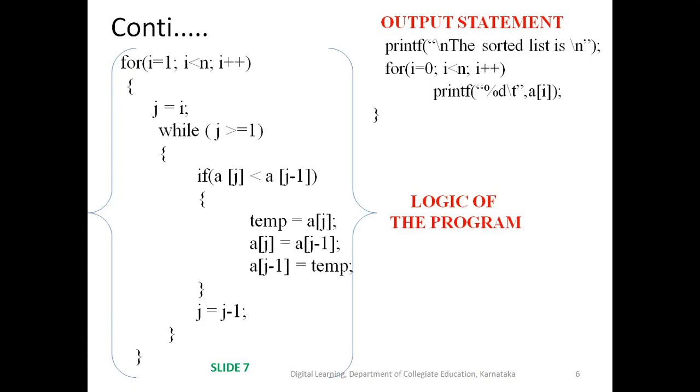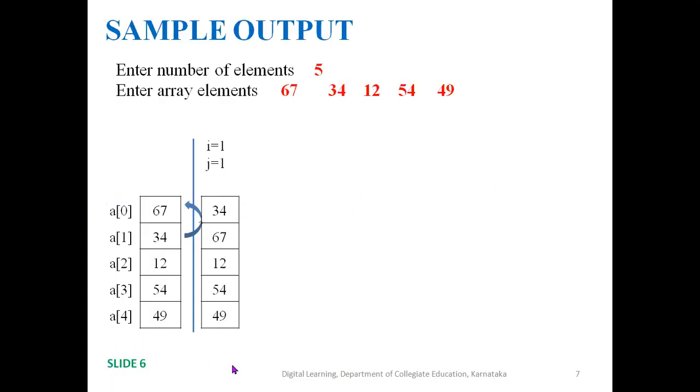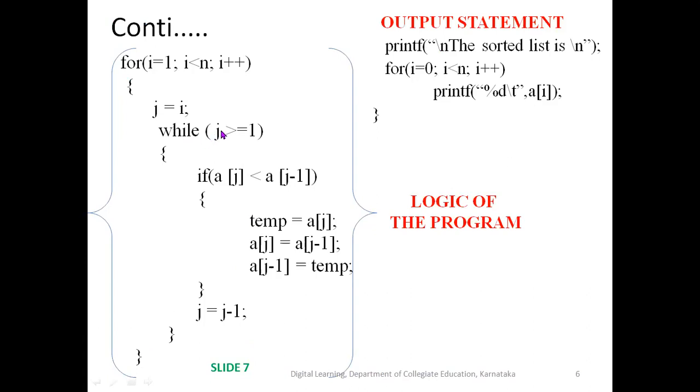Again, with the value of I is equal to 2, we come inside the while loop and j will start with the value 2. So now that I is equal to 2, j is equal to 2. So with the value of j is equal to 2, what is it that we have to do? We are going to check if 2 is greater than or equal to 1. Yes, it is true. So the control enters inside the while loop and a of 2 less than a of 2 minus 1. That is a of 2 and a of 1 is going to be compared.